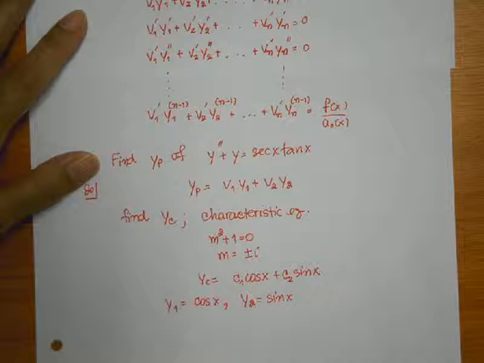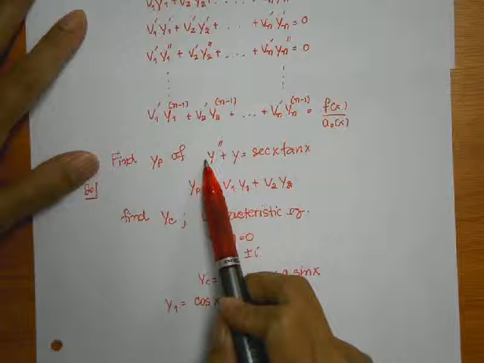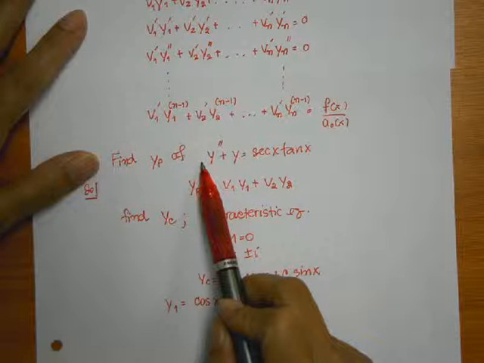Okay, so we got to set two equations, and of course the first equation would be equal to 0, and the second equation should be equal to f(x) over a0(x), right? It's just the coefficient in front of the term of highest derivative in your equation.